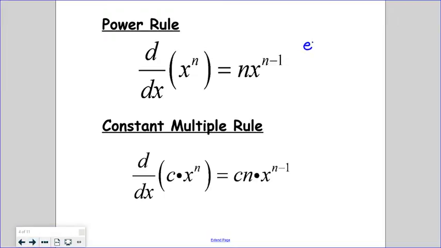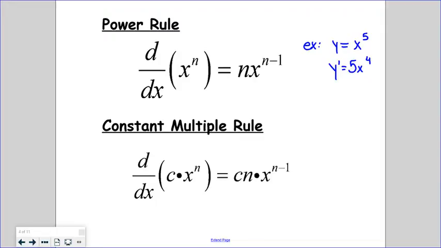A very basic example here. Let's say our function is x to the 5th. For the derivative, the 5 slides out front, and we subtract 1 from the exponent. So the derivative becomes 5x to the 4th.